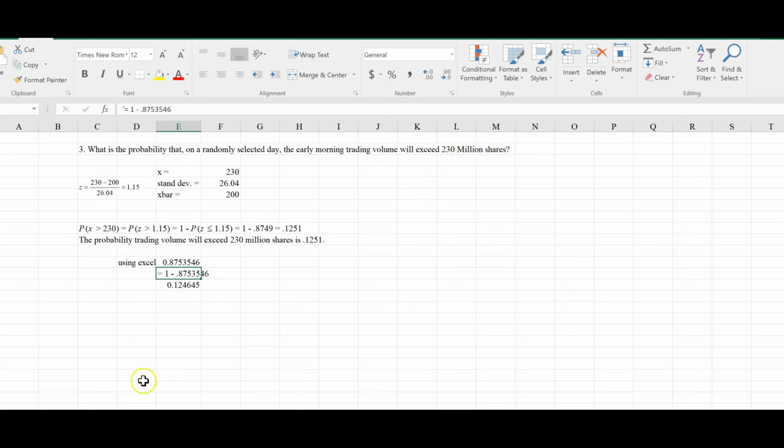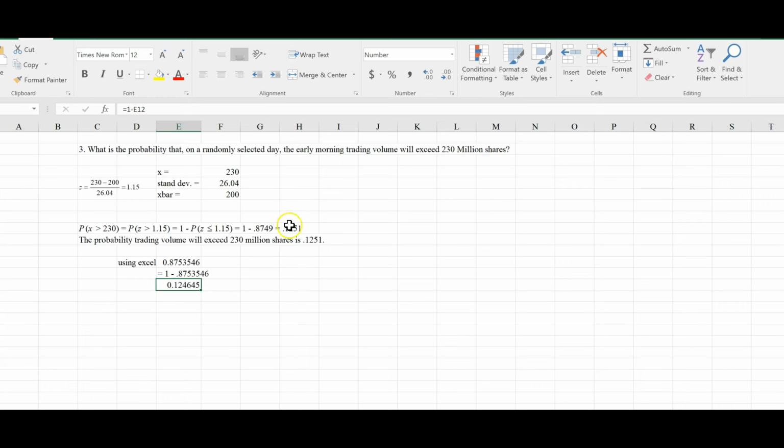Question 3 is very similar to question 2, except the early morning volume will exceed 230 million. So again, I'm stopping and thinking through my normal distribution. I am looking for the area to the right. And because it's cumulative, I know at the end of this I'm going to have to take 1 minus that number to get to the total, okay?